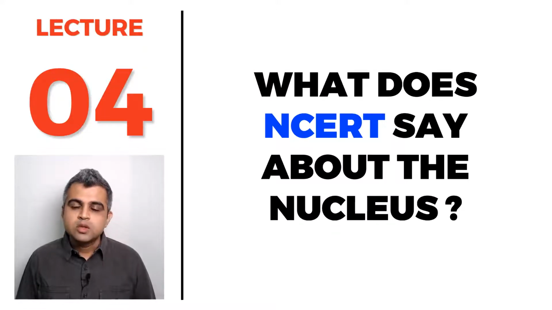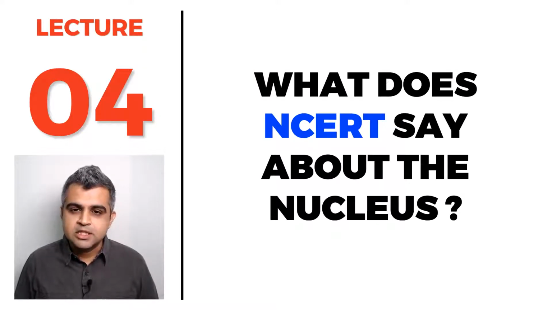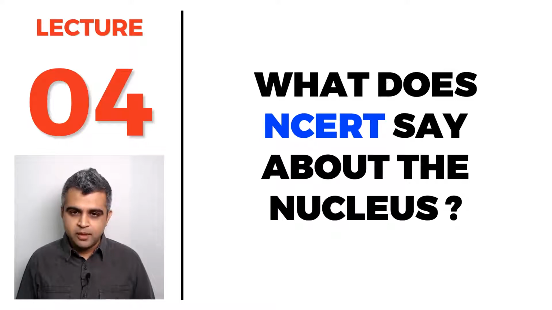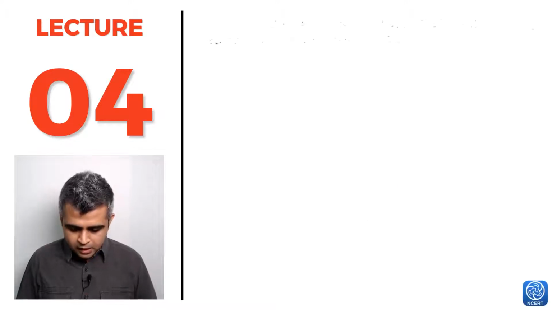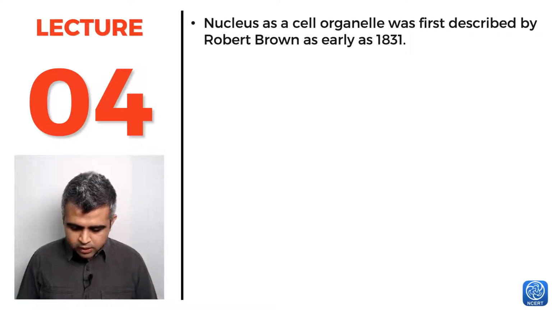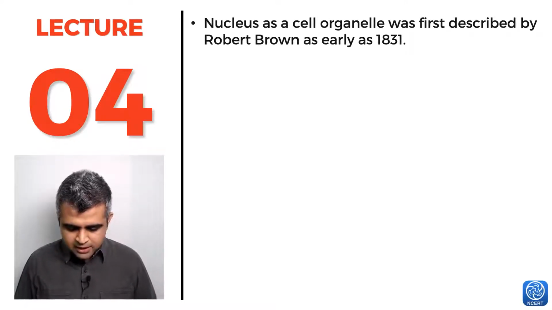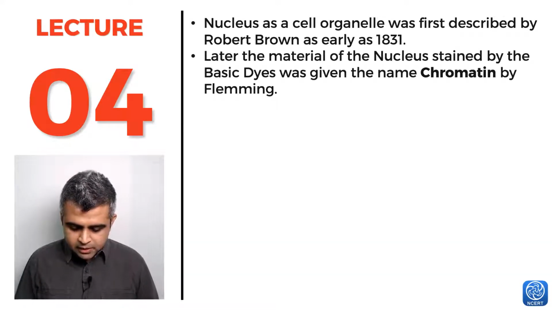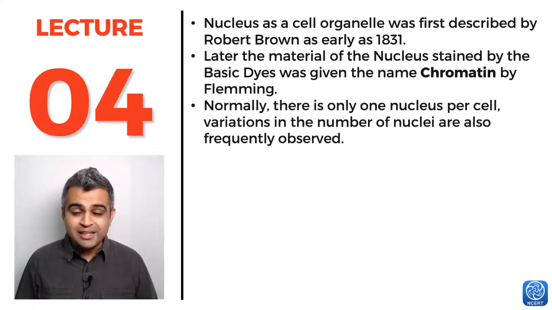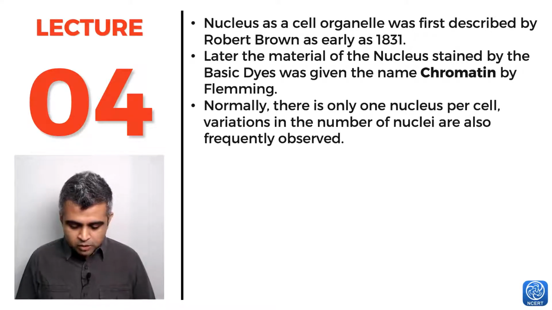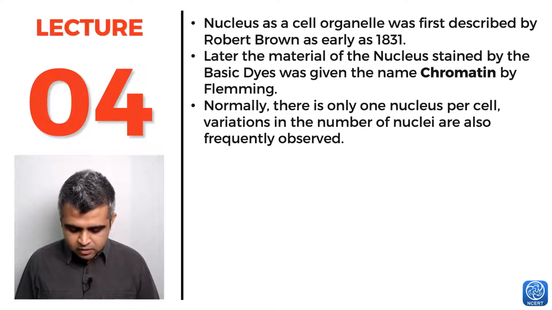Then we saw what does the NCERT speak about the nucleus, and we discussed all the points. I am once again quickly going to read through them for your benefit. Nucleus as a cell organelle was first discovered by Robert Brown as early as 1831. Later, the material of the nucleus stained by the basic dyes was given the name chromatin by Fleming. That was around 1882. Normally, there is only one nucleus per cell. Variations in the number of nuclei are also frequently observed.